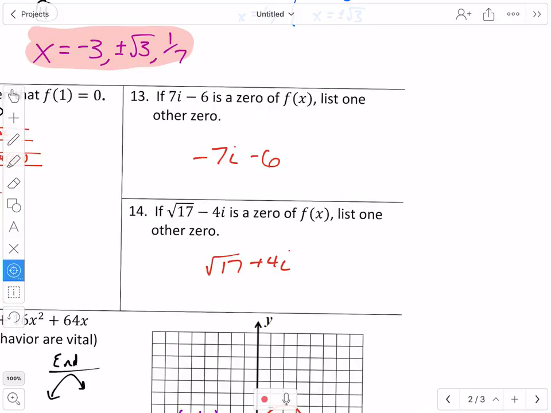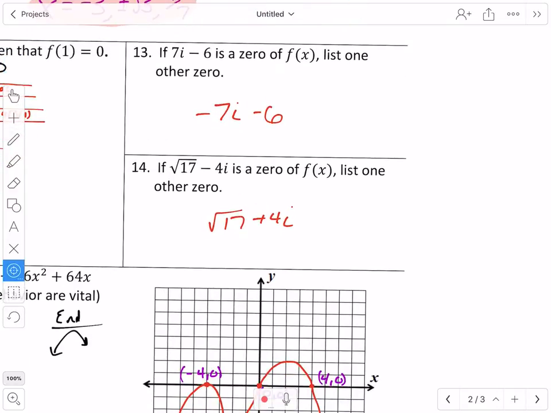Number 13, 7i minus 6 is a 0. It doesn't say it's real. Couldn't be real, it's imaginary. List another one. So it's asking for the conjugate. The conjugate has the same real number, minus 6, and the opposite sign for the imaginary part, which would be a minus 7i. So it's minus 7i minus 6.